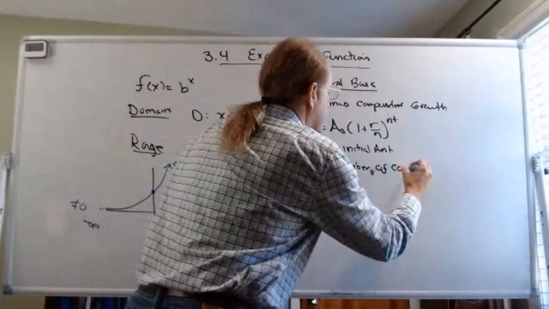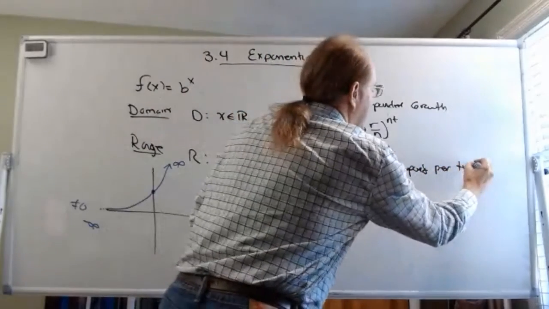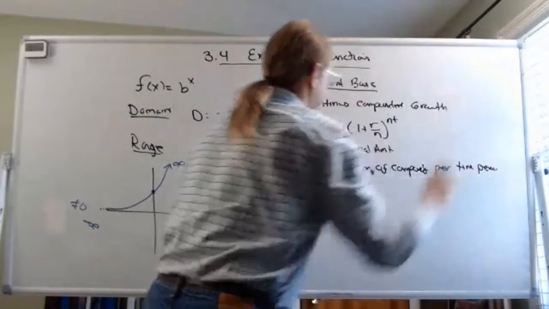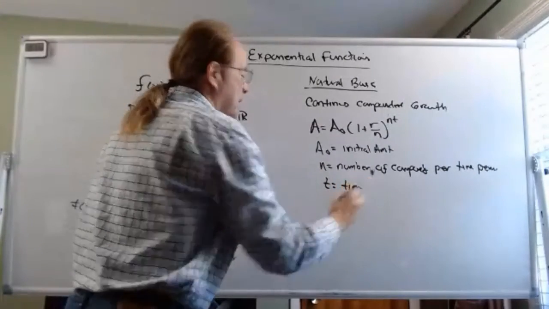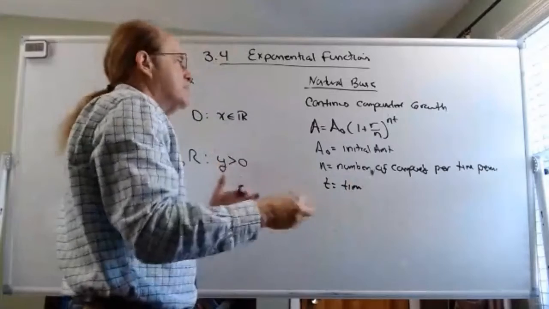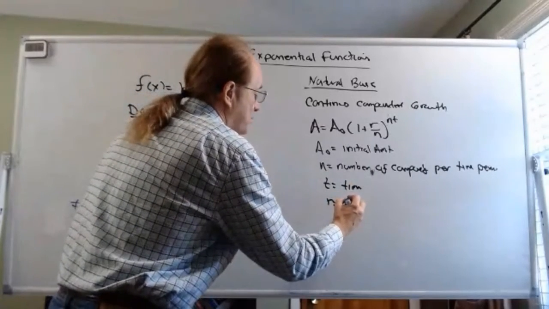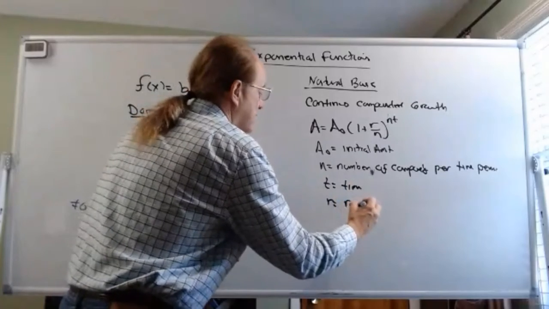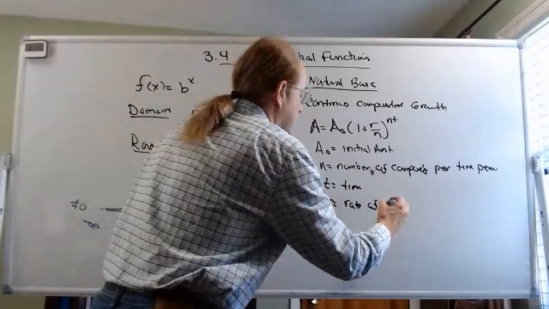N is the number of compoundings per time period. T is time, in whatever units. Sometimes it's years, sometimes months or hours. Typically it's years. And R is the rate of growth, the percent rate of growth, written as a decimal.